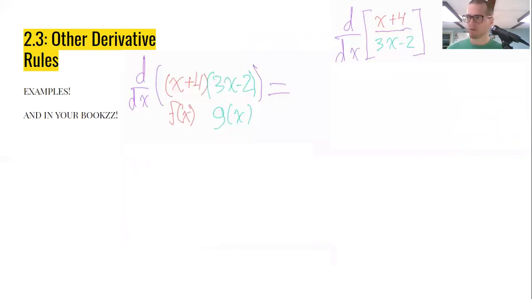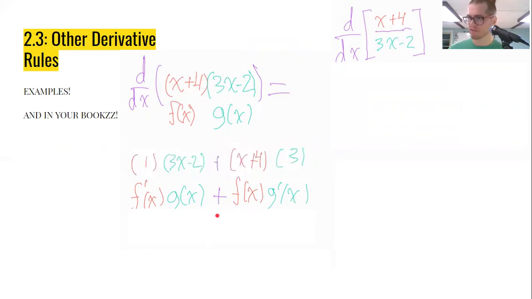All right, so on this one, product rule says I should do f prime of x times g of x plus f of x times g prime of x. Well, based on what I have up here, f prime of x is 1, g of x is 3x minus 2, f of x is x plus 4, and g prime of x is 3. And for most intents and purposes, that's going to be fine. F prime is the derivative of f, the slope function of f.